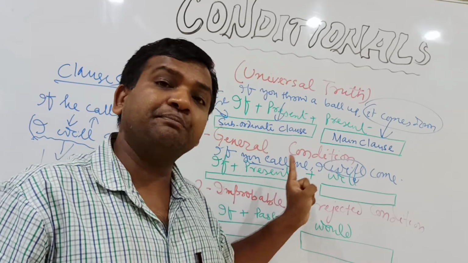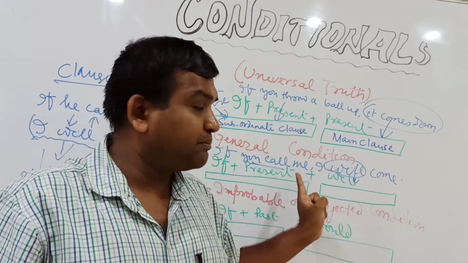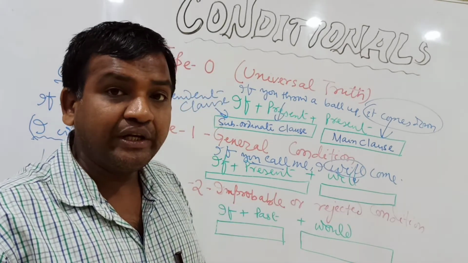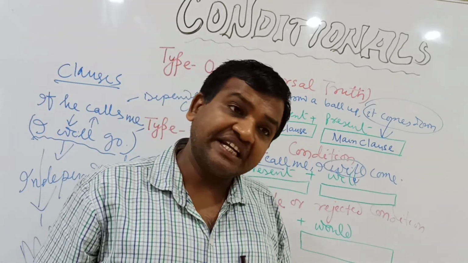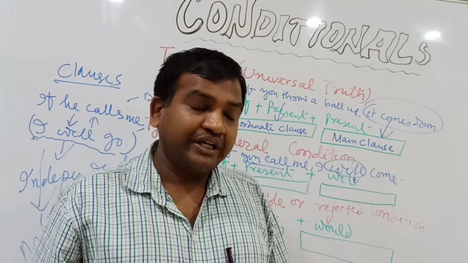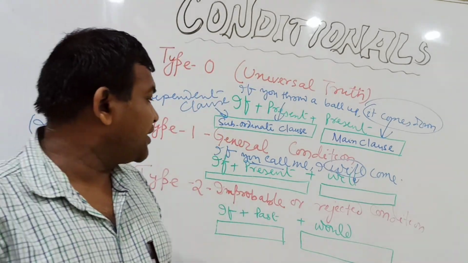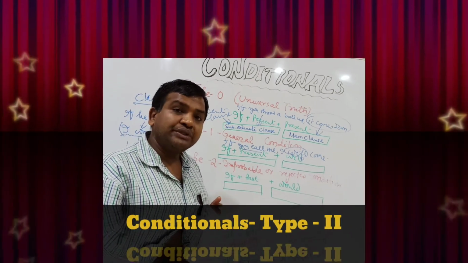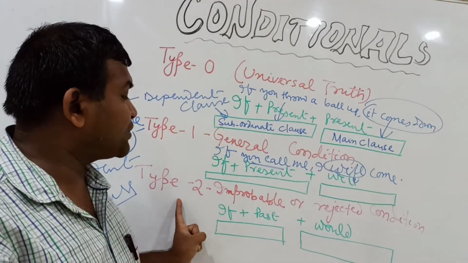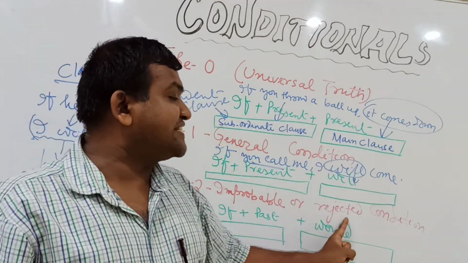If plus simple present plus will. In which condition? In general condition it happens. Now come to Type 2. Type 2 says improbable or rejected condition.